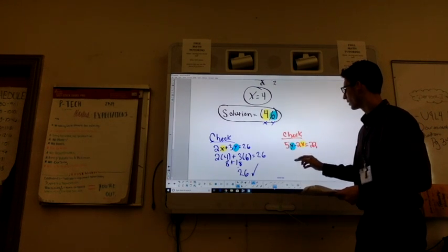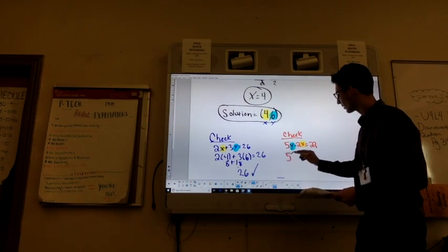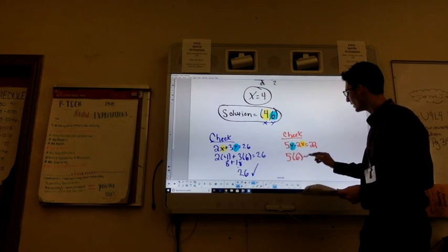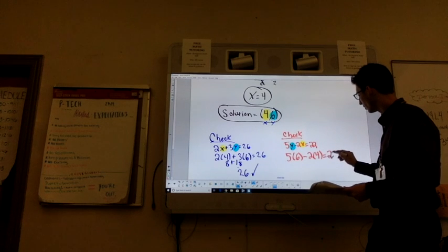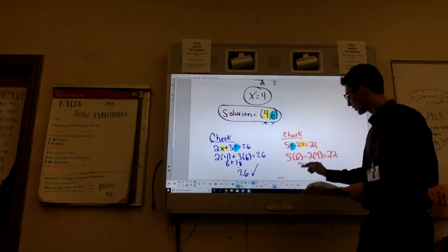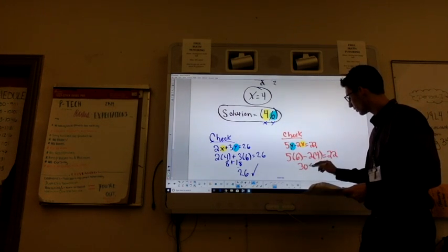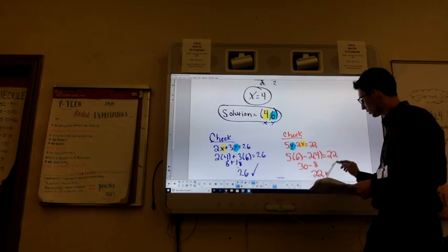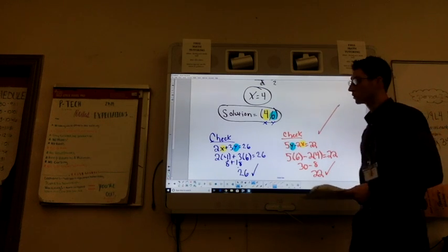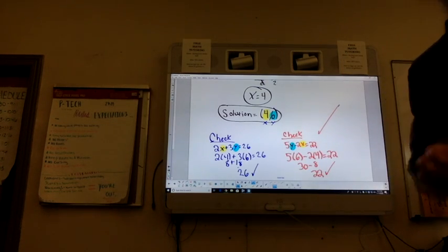Substituting in y here. So 5 times 6, because that's what y is, minus 2 times 4, because that's what x is, equals 22. So 5 times 6 is 30. 2 times 4 is 8. Does 30 minus 8 equal 22? It does. So those are my checks, and I'm all good for this problem. Okay, that is elimination.